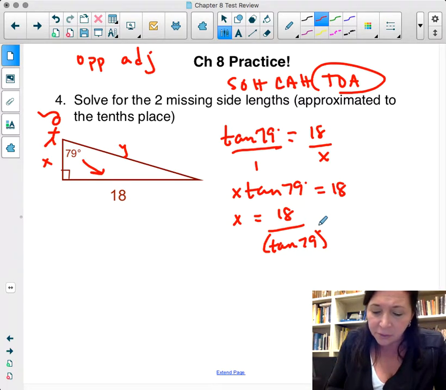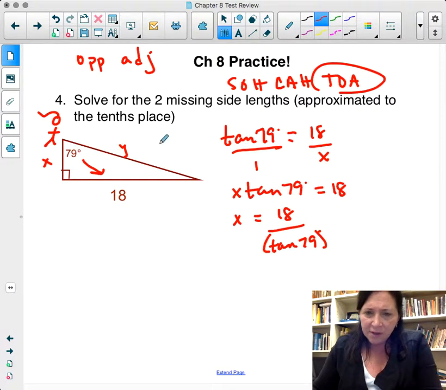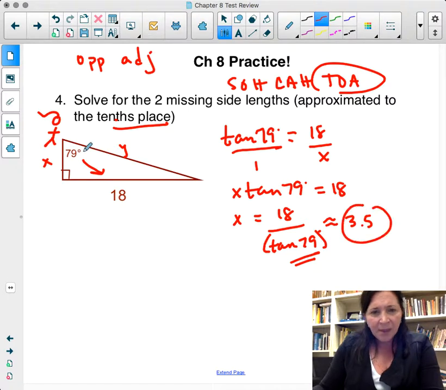And I get 3.4988. So for this x, this is approximately, and it's approximately because I rounded this. Your calculator is going to round that too. So we end up getting 3.4988. So I'm going to go with 3.5. And this does tell me to round to the nearest tenth, so we're good with that. So x is about 3.5.